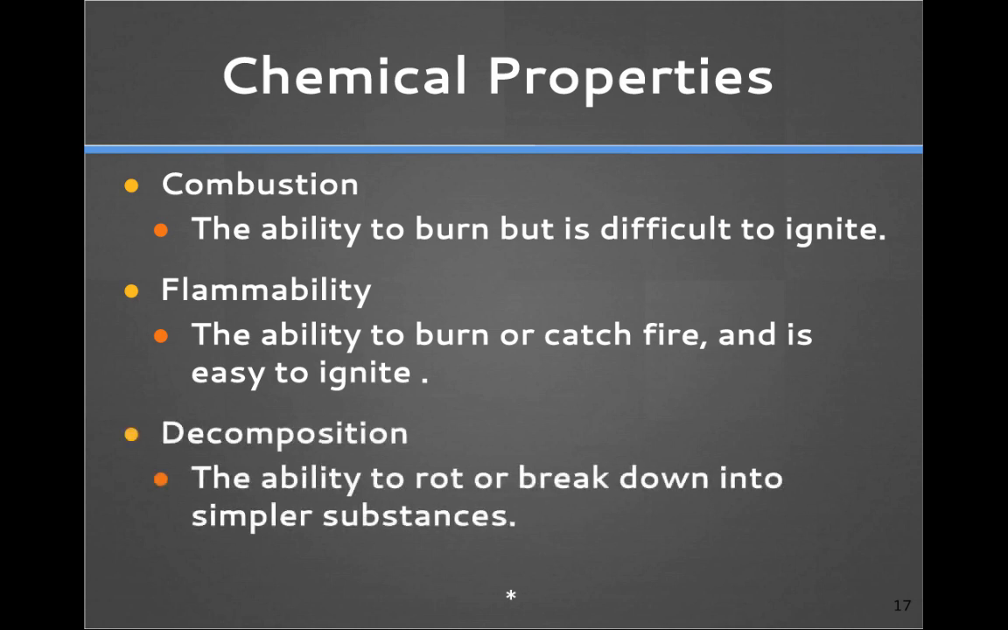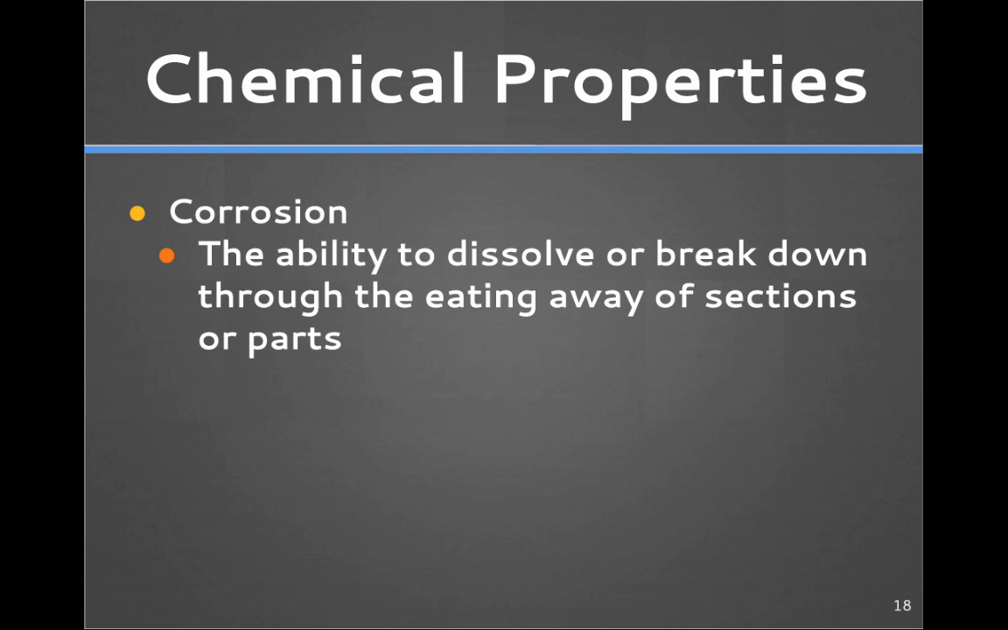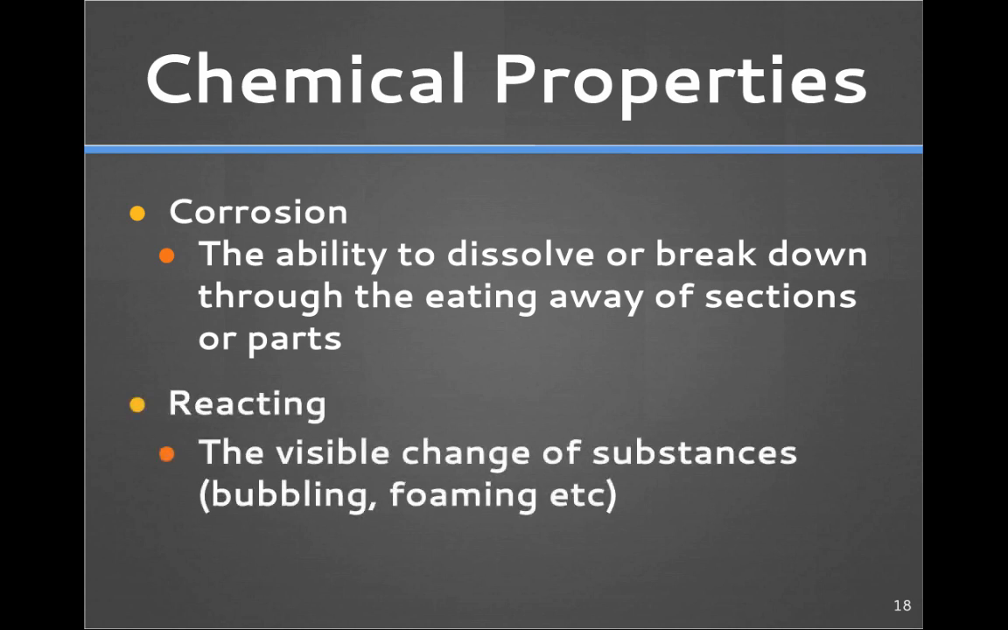Decomposition is the ability to rot or break down into simpler substances. We've all left something in our refrigerator a little too long and it starts to decompose. That's decomposition. Corrosion is the ability to dissolve or break down through the eating away of sections or parts. This is what an acid will do. It will corrode. This is rust. Reacting is the visible change of a substance, bubbling, foaming, etc. You go through a chemical reaction each morning when you put shampoo on your hair.